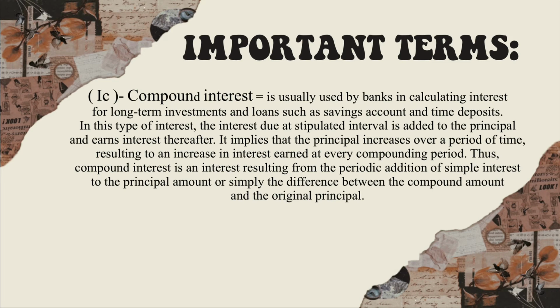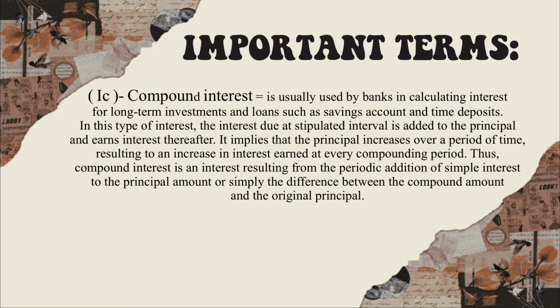Compound interest is usually used by banks in calculating interest for long-term investments and loans such as savings accounts and time deposits. In this type of interest, the interest due at a stipulated interval is added to the principal and earns interest thereafter. It implies that the principal increases over a period of time, resulting in an increase in interest earned at every compounding period.